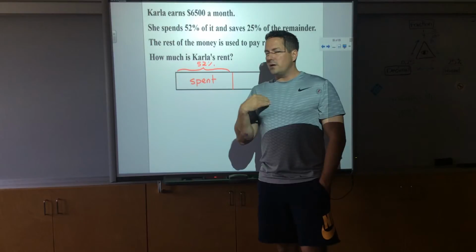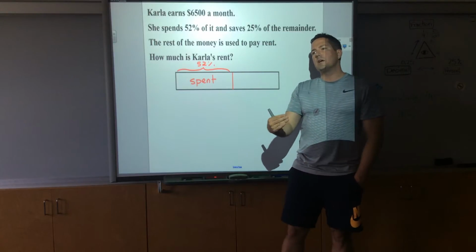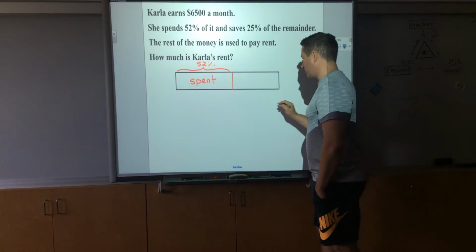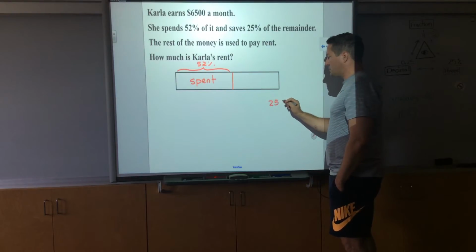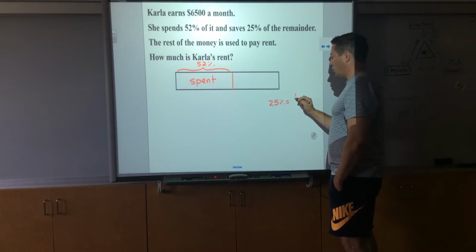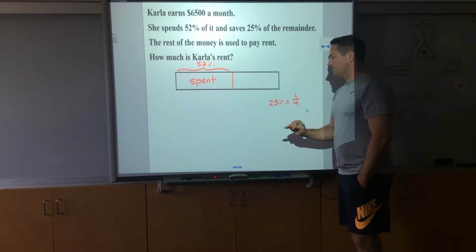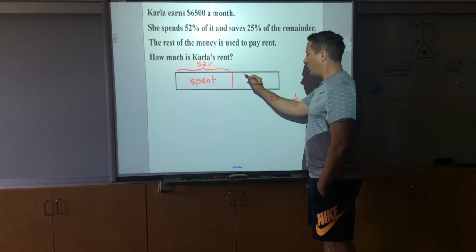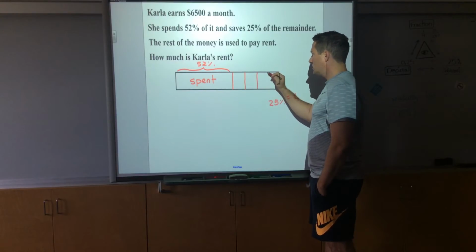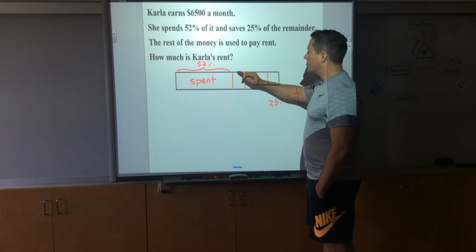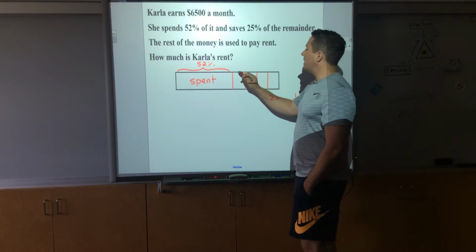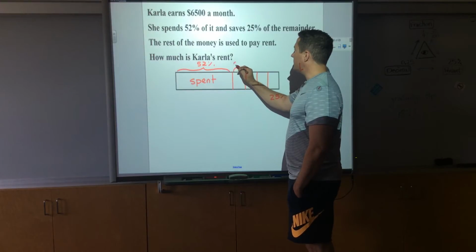Now, I know, and I hope you guys know, that 25% is the same as the fraction 1/4. Put that over here. 25% equals 1/4. So that means if I cut this into 4 pieces, 1, 2, 3, 4, that this part right here is saved.